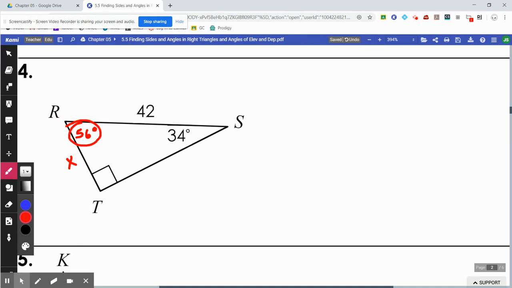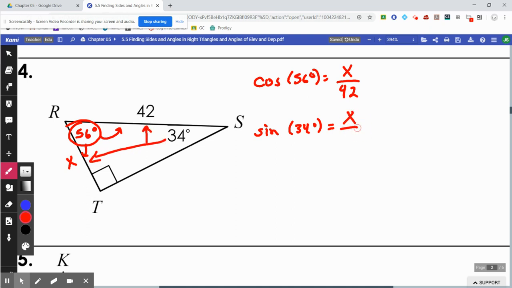You can do, let's see, I'm looking for X, so this would be adjacent and hypotenuse. So that's going to be a cosine. So the cosine of 56 is going to equal adjacent over hypotenuse, which brings up an interesting point. The cosine of 56, since it's x over 42, is the exact same thing as the sine of 34, because if you did the sine of 34, you would also get x over 42. So obviously, in order for this to work out equal, these values must be the same.